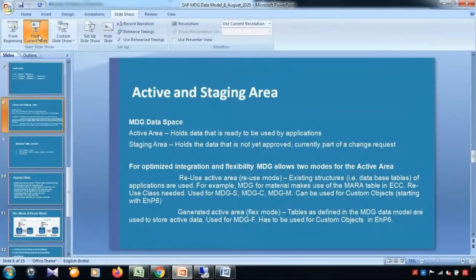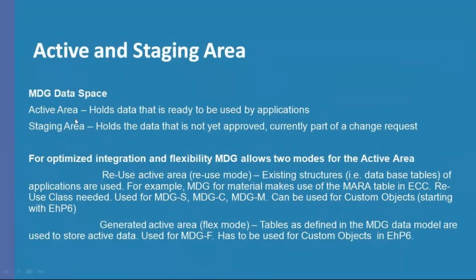That's what it is saying. Let me repeat one more time. Active area holds data that is ready to be used by the application. Staging area holds the data that is not yet approved, currently part of the change request. Okay. Now, for optimized integration and flexibility, MDG allows two modes for the active area. One is the reuse active area. Okay, so there are basically two types of modes. One is the reuse mode and the flex mode.